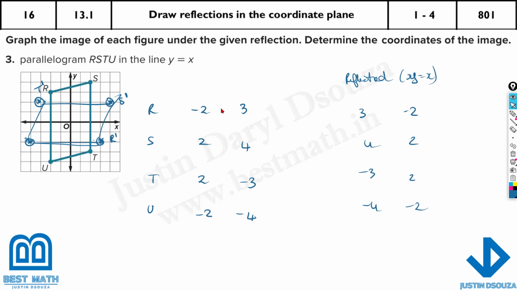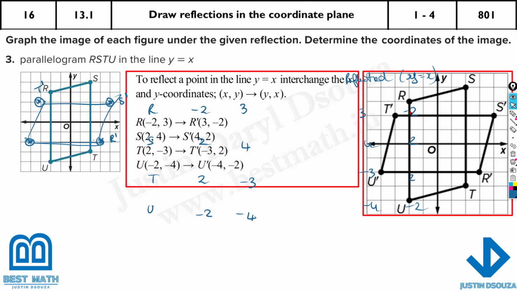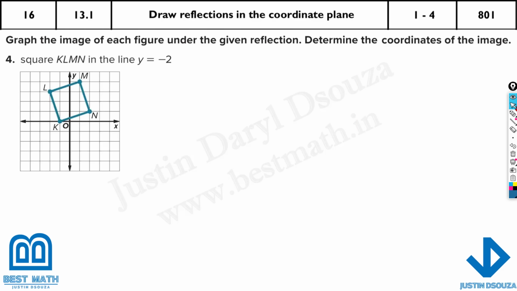For x is equal to y or y is equal to x, it's very simple. You just have to swap their positions. x of the original figure becomes y of the reflected one, and y here becomes x of the next one. Another similar one here, but it is along y is equal to -2. That means here the line is getting reflected. So these points will be somewhere here and here.